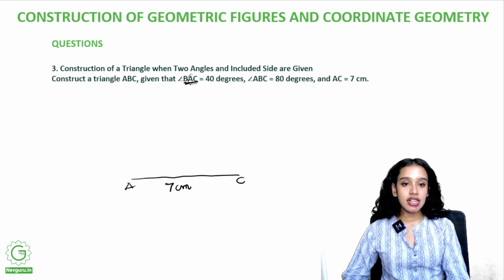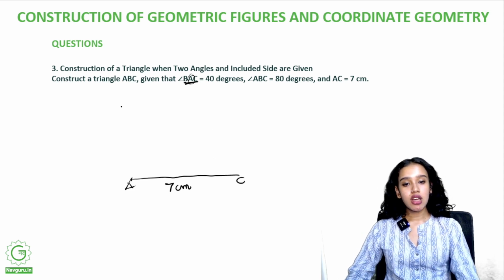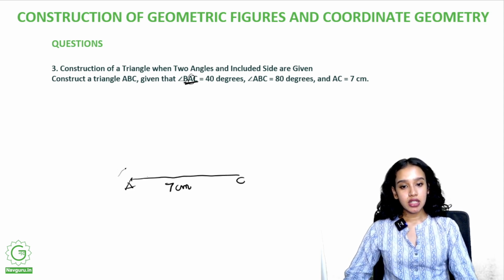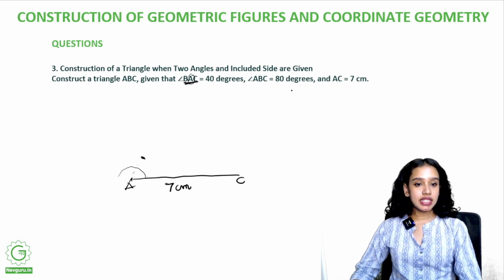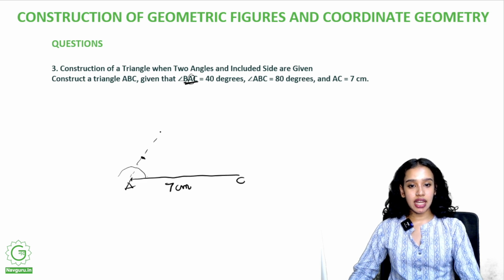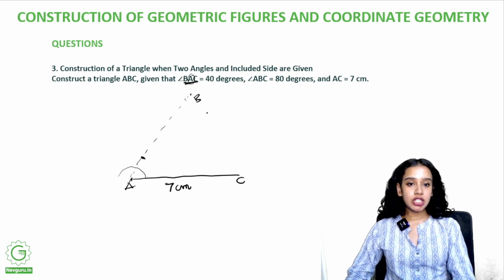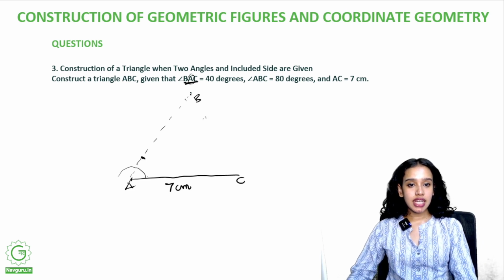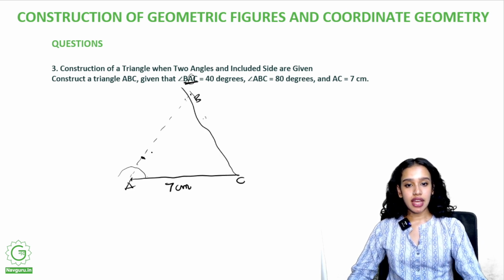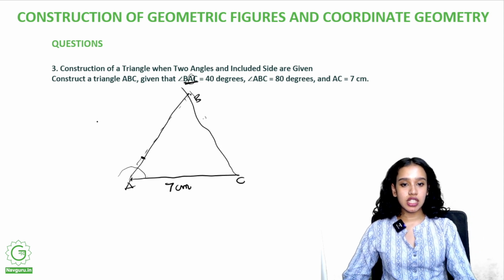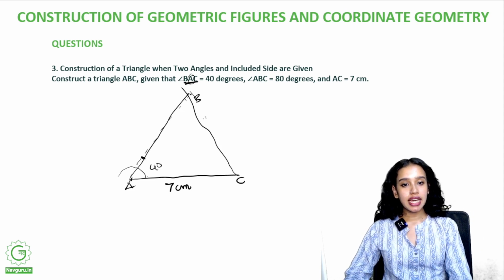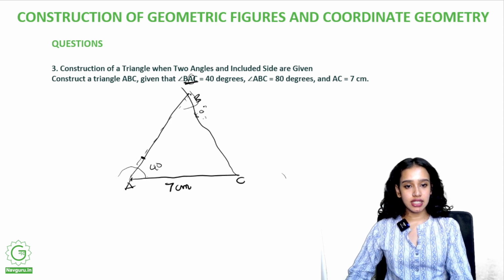Angle BAC means angle A is in between B and C. So B would be somewhere here, C would be here, angle A would be 40 degrees. We'll keep the protractor here, mark 40 degrees from here, and put a point, right? Now, we'll extend this line. Now we'll put the protractor at B, right? And we'll measure how many degrees? 80 degrees. We'll measure 80 degrees, right? And we'll join B to C and we'll get a triangle ABC, with this angle 40 degrees and this angle 80 degrees.